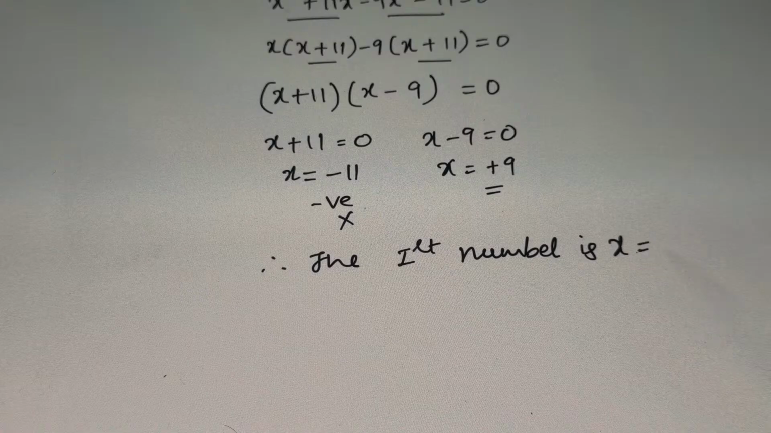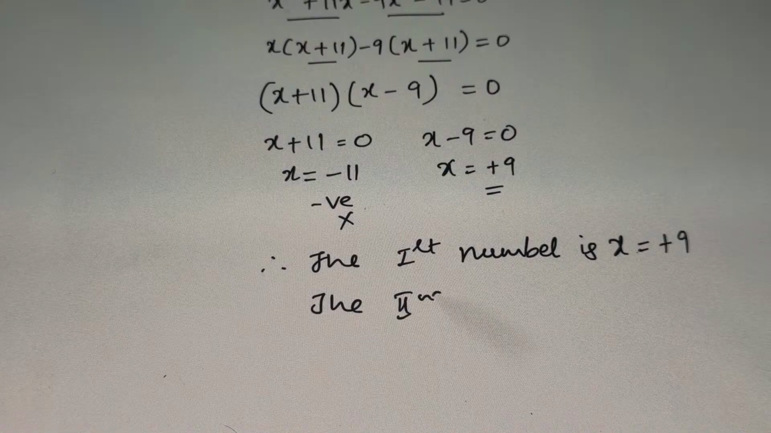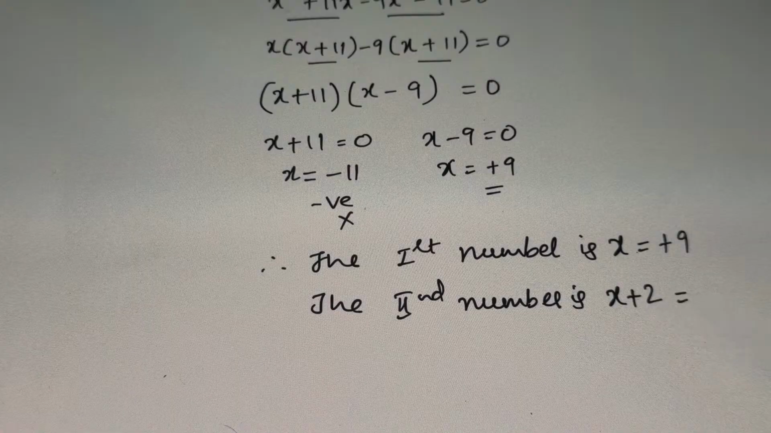x equals 9, and the next consecutive odd number is x plus 2, that is equal to 9 plus 2, that is equal to 11. So 9 and 11 are the consecutive odd numbers whose product gives 99.